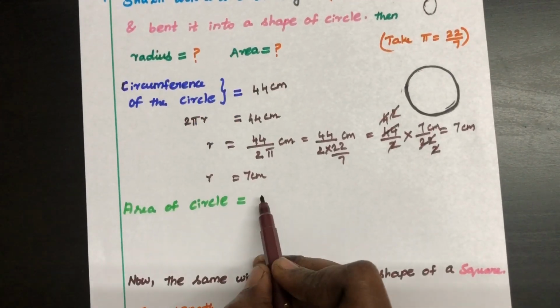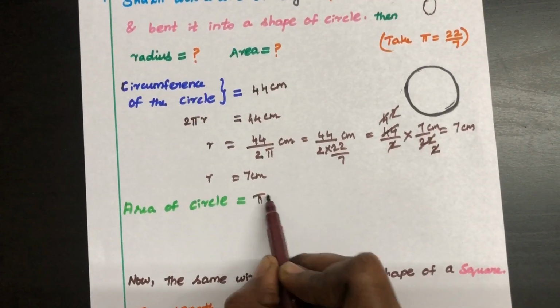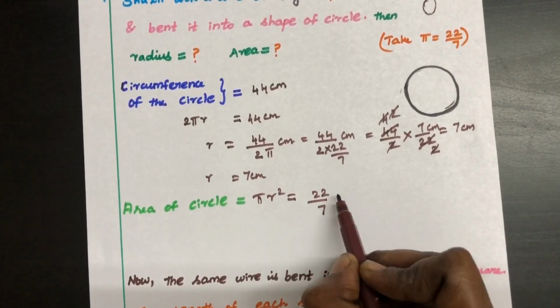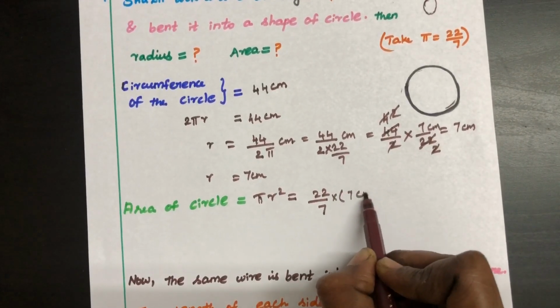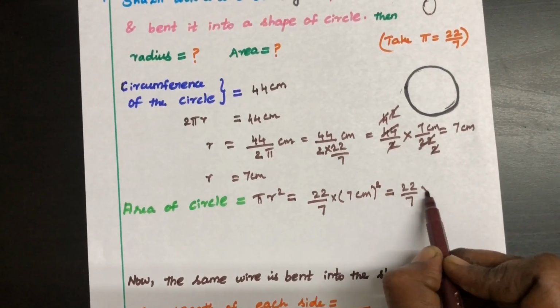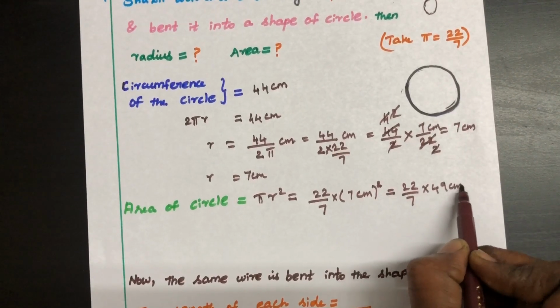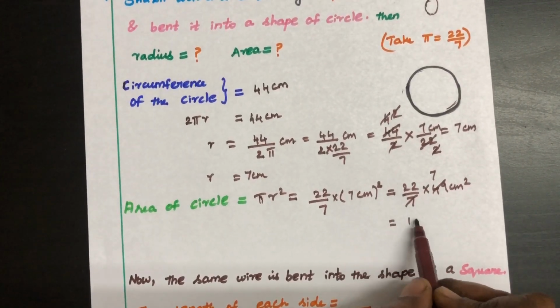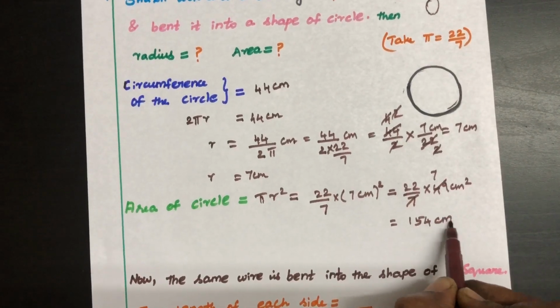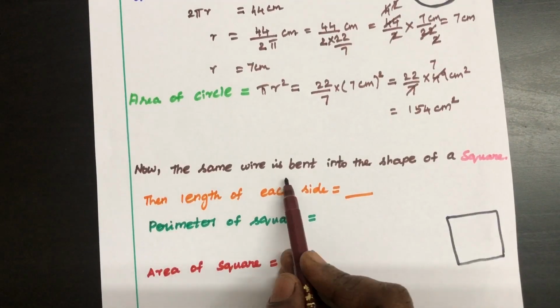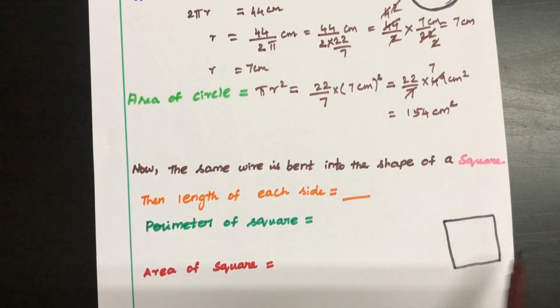Now area of the circle. Area of the circle is pi r square. So pi is 22 by 7. R is 7 centimeter, the whole square. So 22 by 7 into 49 centimeter square. If we cancel out the things, this is 154 centimeter square. The question is not yet finished. Now, the same wire is bent into the shape of a square.